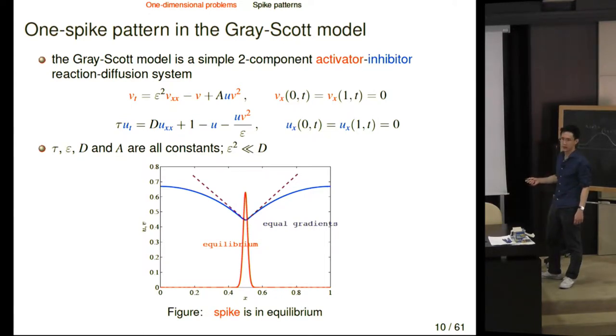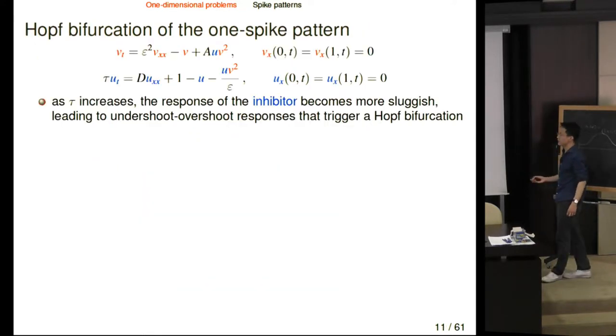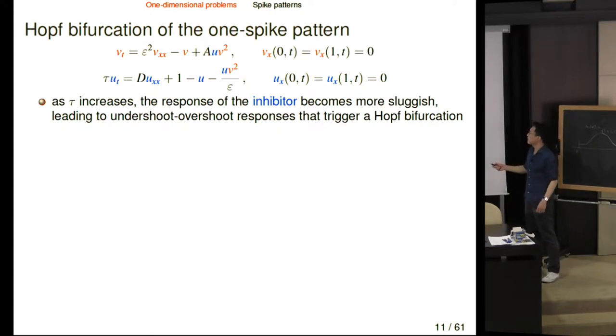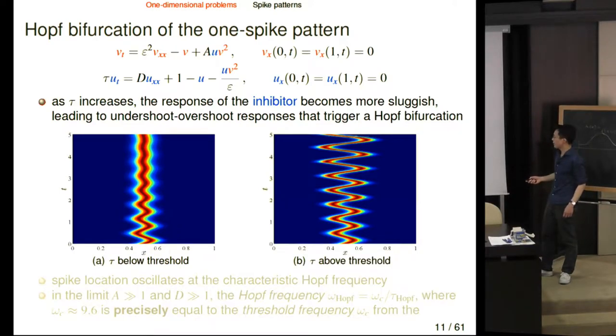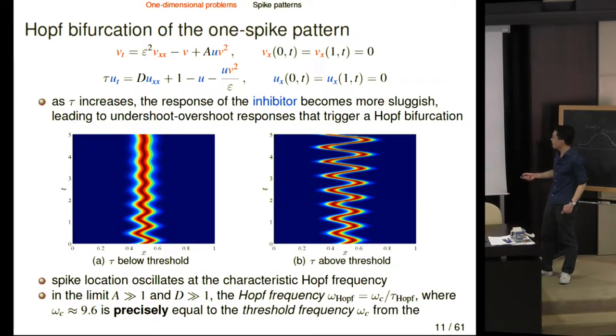So tau is kind of like the time scale over which it responds to perturbations. And what happens is that when this tau gets very, very large, the inhibitor response becomes more and more sluggish, and it leads to an undershoot-overshoot kind of dynamic. And it triggers oscillations. So what do you see here? This is tau below threshold. It guides the spike back to the center. When it's above threshold, a Hopf bifurcation is triggered.